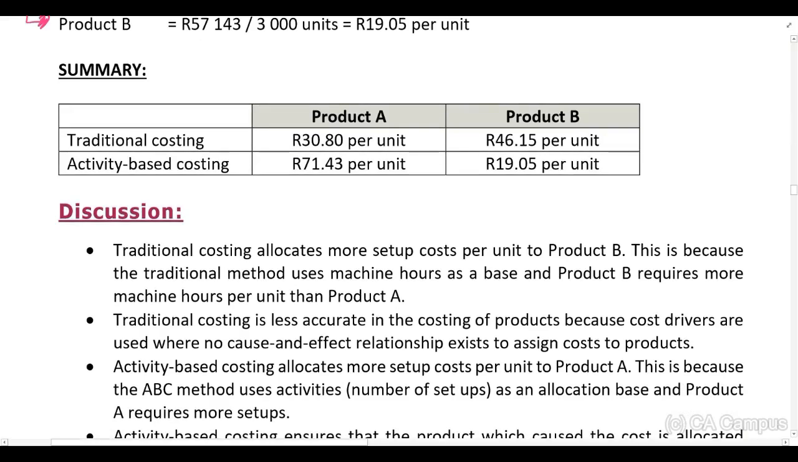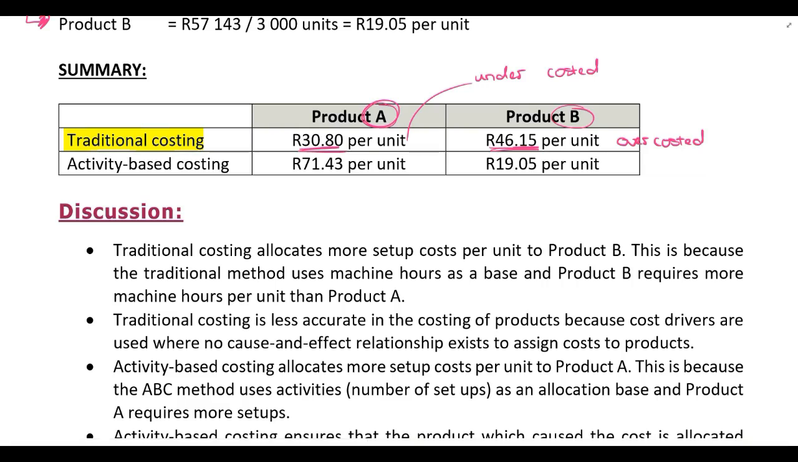All right, so when we looked at traditional costing using machine hours, those were the 2 unit costs we calculated. With traditional costing, you can see we over costed product B because product B had more machine hours. So we over costed product B and we under costed product A because product A had less machine hours.